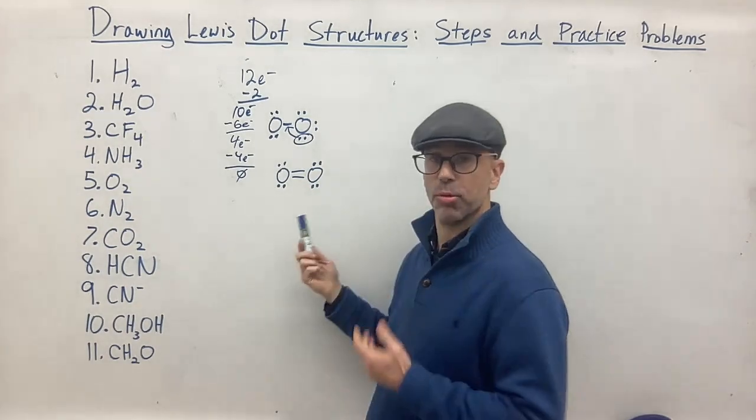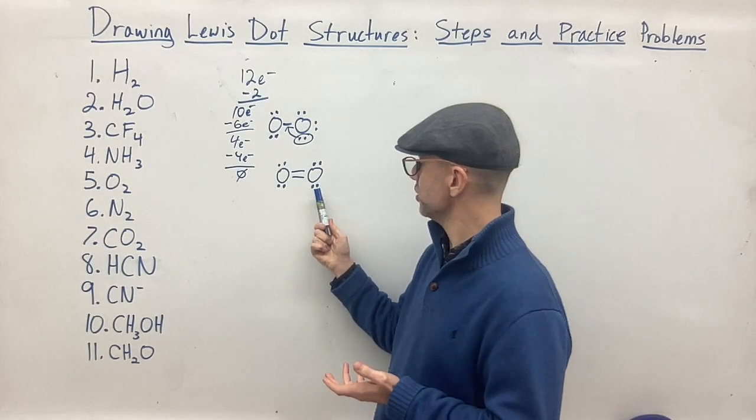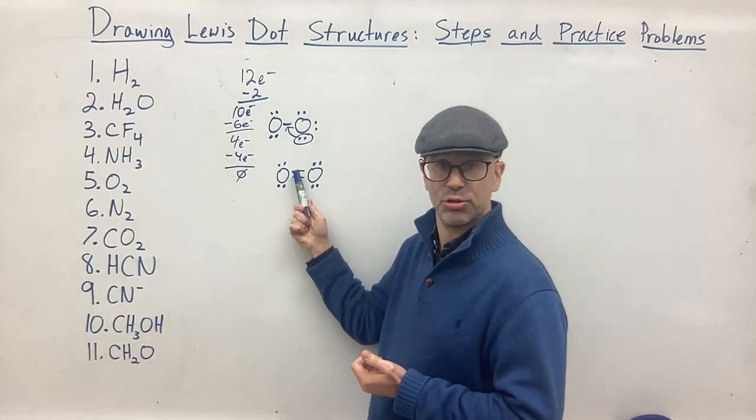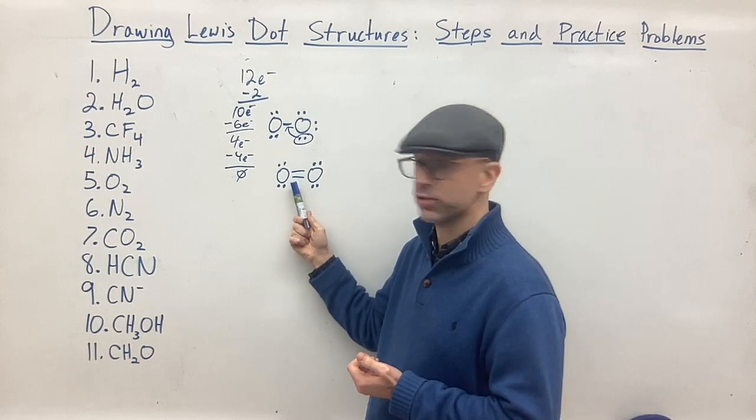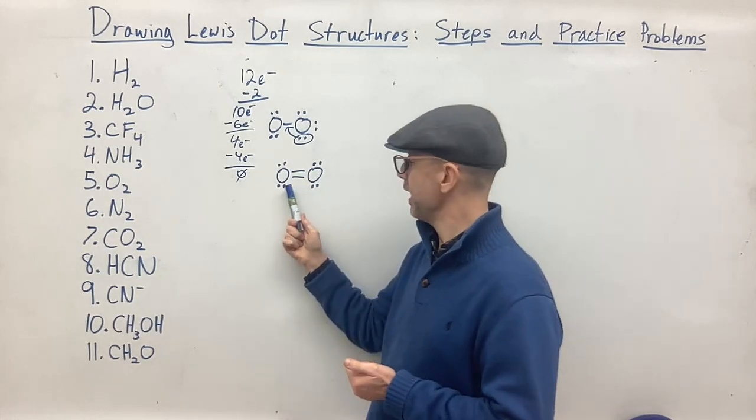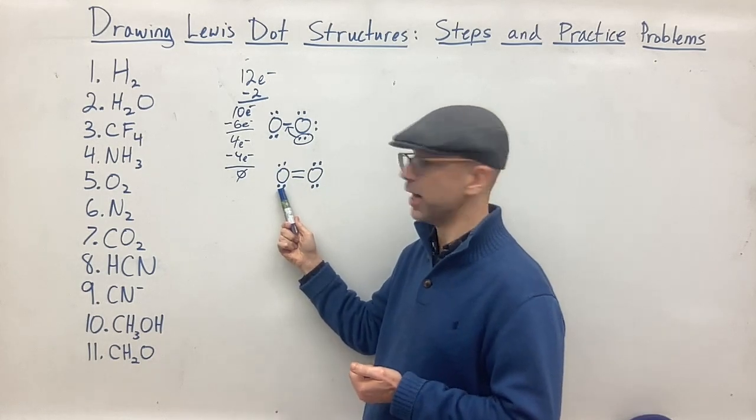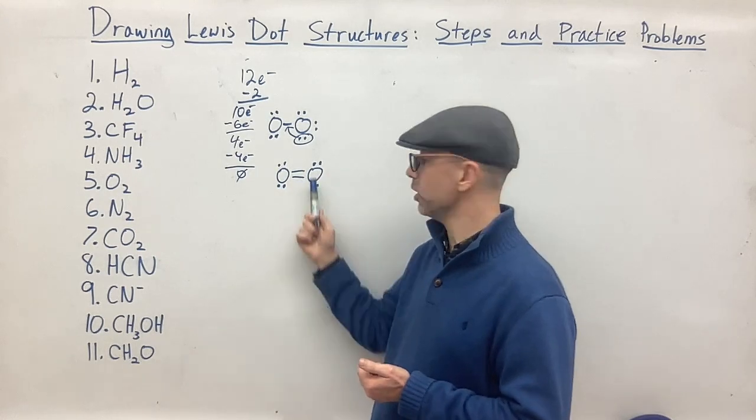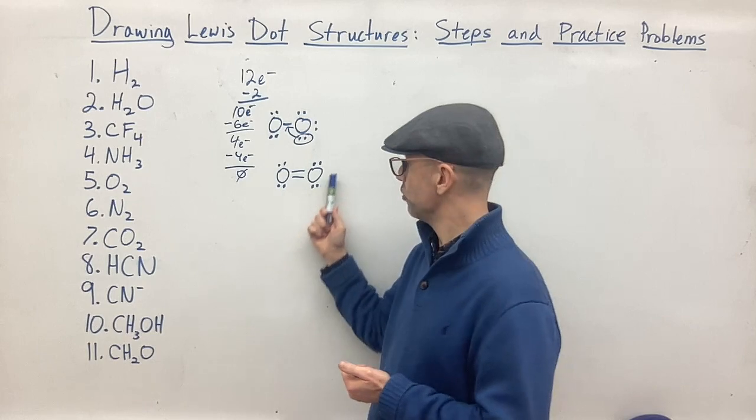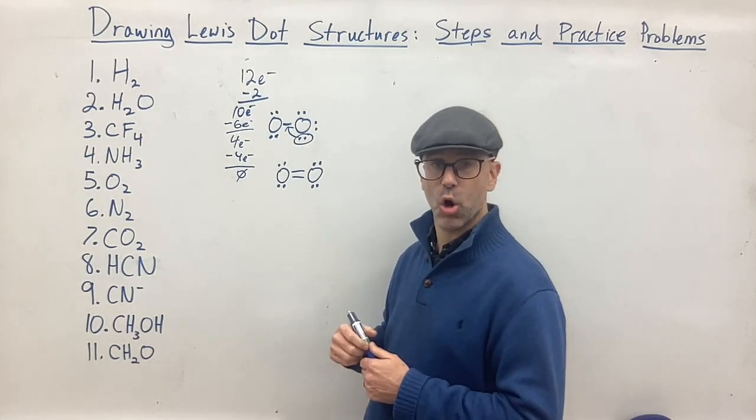Now I can double check again to make sure everyone's happy with an octet. Here, this oxygen has 2 lone pairs, that's 4 electrons. 2 bonds, that's 2 electrons each, so that's 4 electrons. So 4 and 4 is 8. So this oxygen is happy with 8. And then this oxygen has the same thing, 2 lone pairs for 4 electrons and 2 bonds for another 4. So now this oxygen is happy with 8 electrons. So this is our Lewis dot structure for oxygen O2.